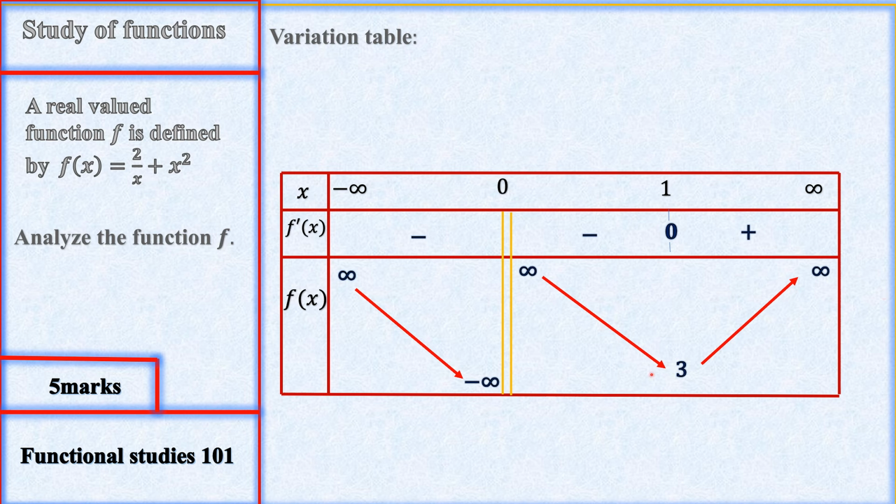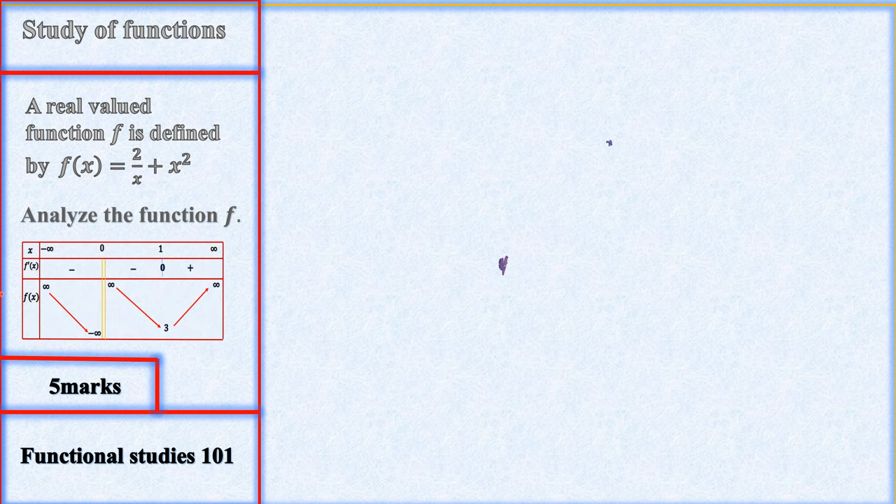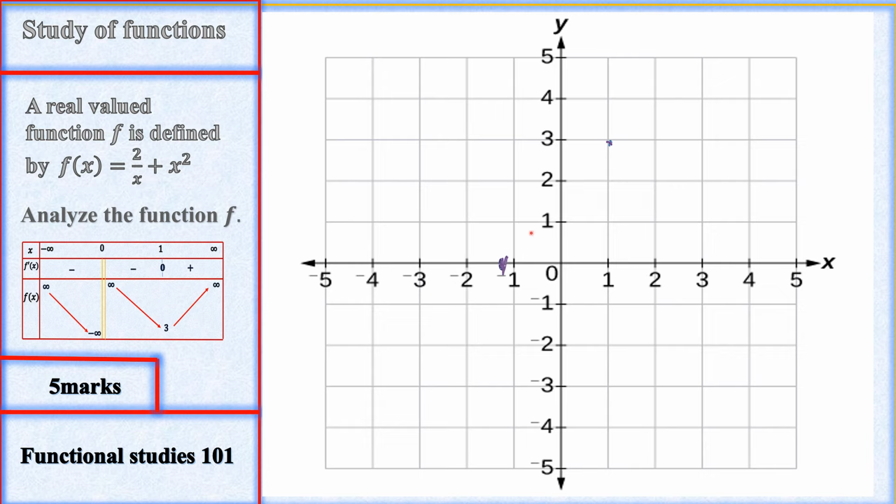So this is my variation table. So let's move on to the graph. Hope you have any question, don't hesitate to ask in the comment section. So looking at the function, I'll just copy my variation table here so that we'll use it to draw the graph without any stress. So I'll insert my coordinate axis like that.